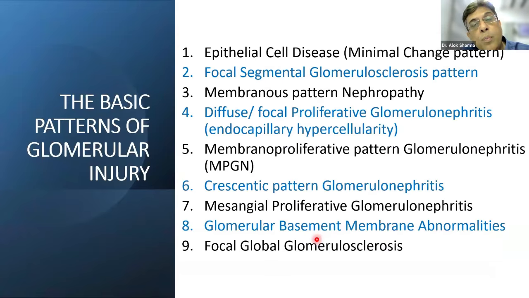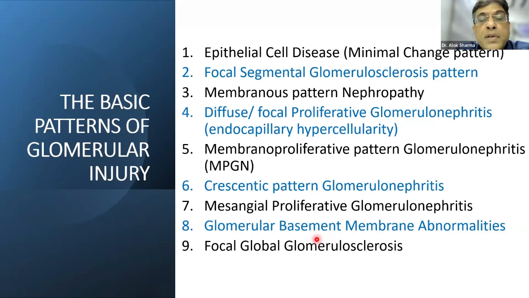And when you put these clinical syndromes into biopsy findings, these are the 9 or 10 main patterns of injury which you get in a glomeruli. So when we start from epithelial cell disease, something like a minimal change pattern, nothing on light microscopy, negative IF, but when you look at EM, you get diffuse effacement. So this is epithelial cell disease. You have an MCD, FSGS pattern.